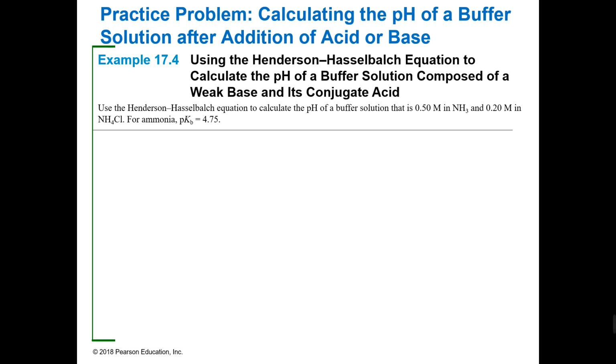You can go ahead and work through this. This is example 17.4 in your book. It's a really good one to practice. You might see it in the future. Wink, wink.